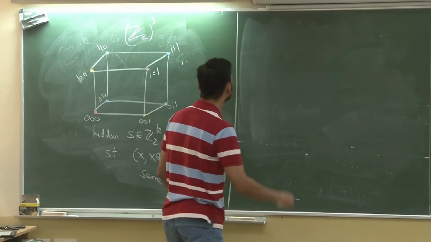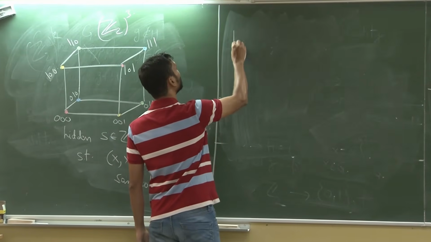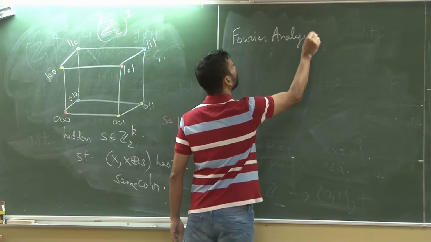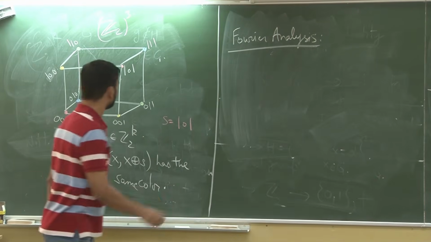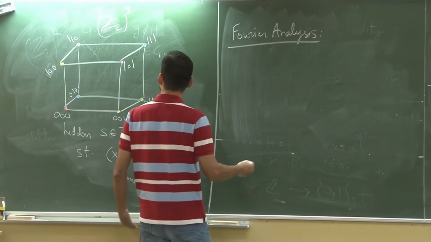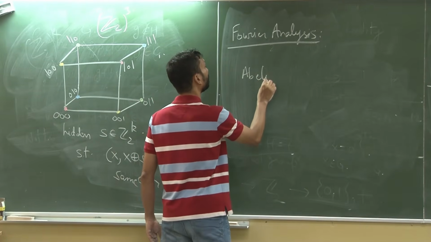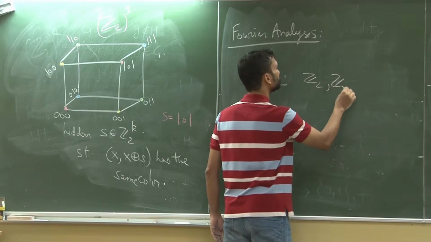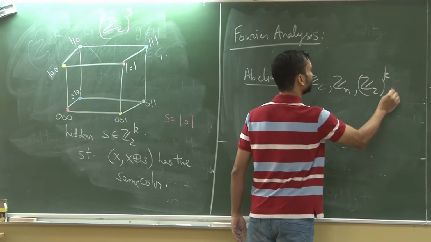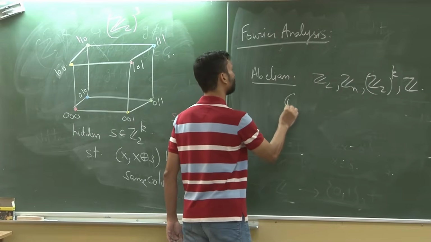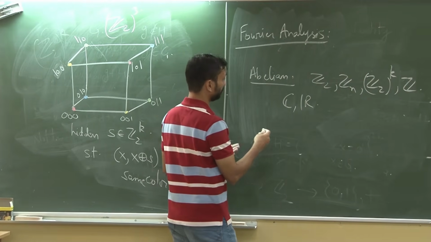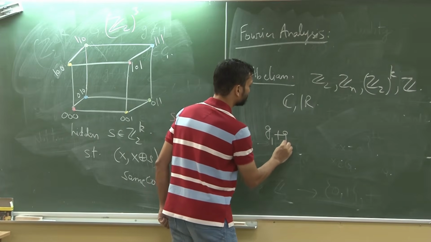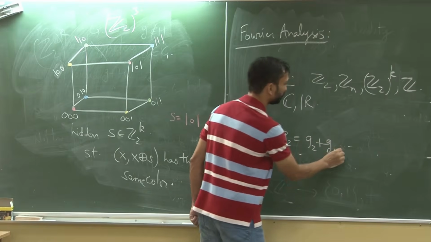So after giving this background, I think we can move to Fourier analysis, but I just want to make a comment that whatever groups we have seen, they are all abelian. Z2, Zn, Z2 to the power k, if you talk about integers, complex, reals, all these groups are abelian in the sense that G1 plus G2 is always equal to G2 plus G1.